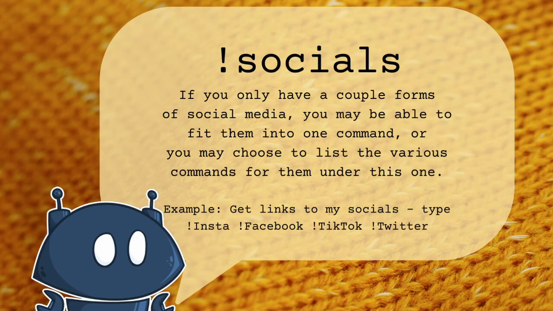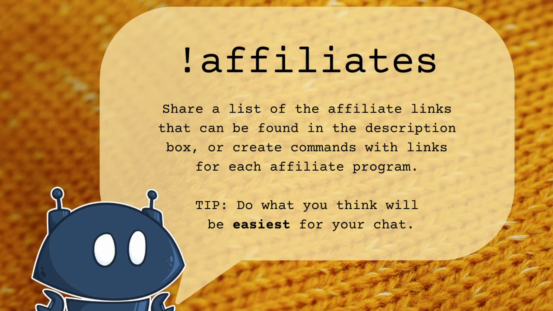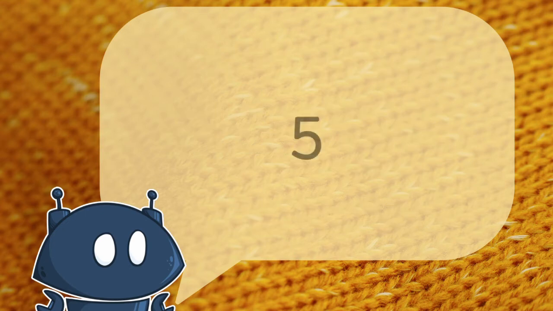Socials. This is where ideally you would link to your social media if you only had a couple of different accounts, or you make a list of commands. Number 4. Affiliates. Share a list of affiliates or give each affiliate its own command. The best tip for many of these will be do what's easiest for your chat.